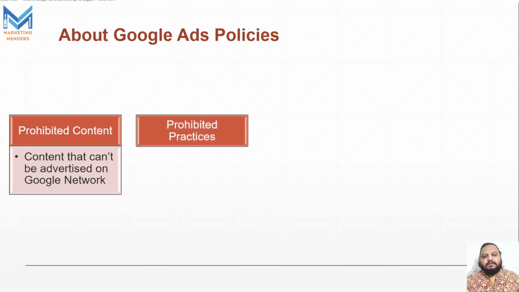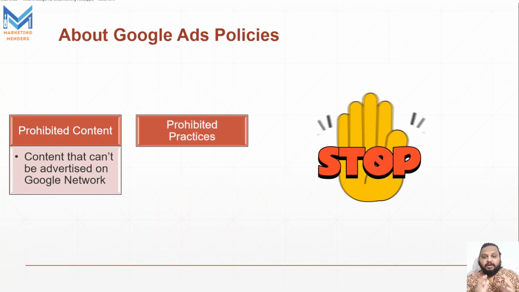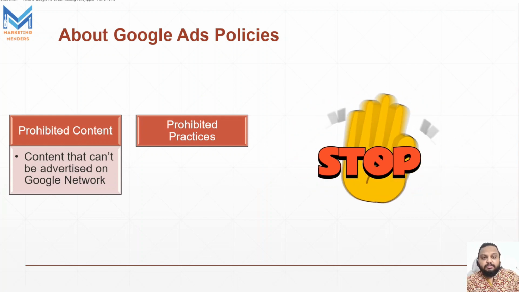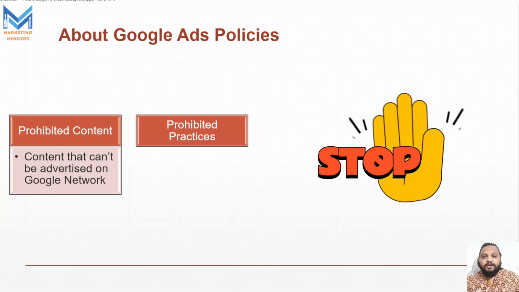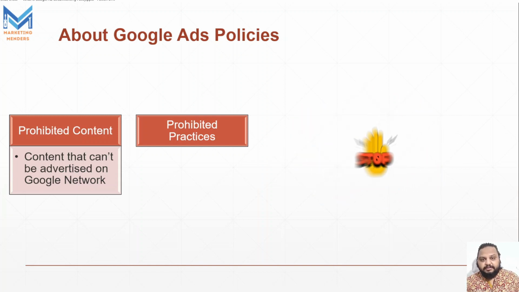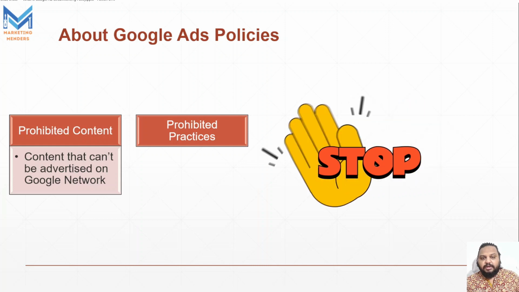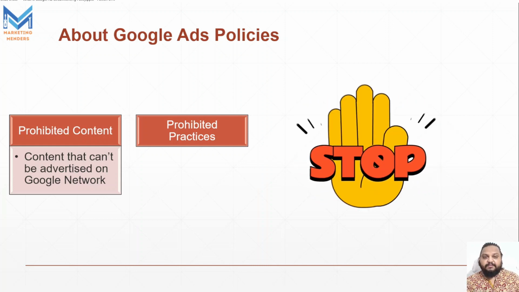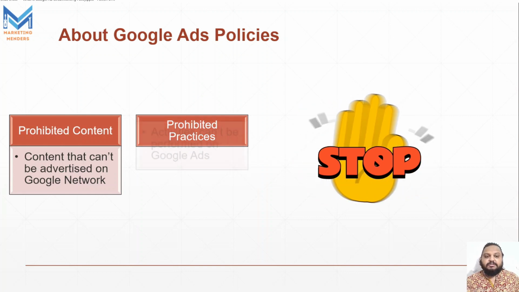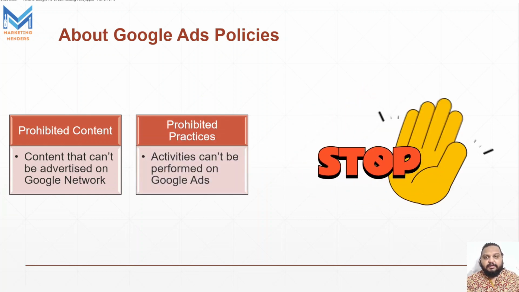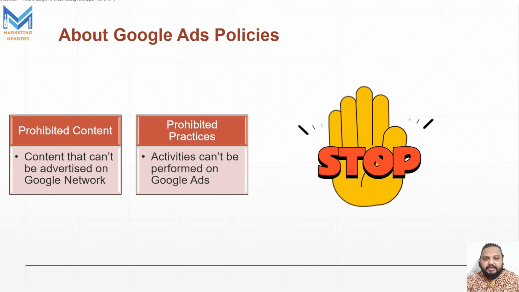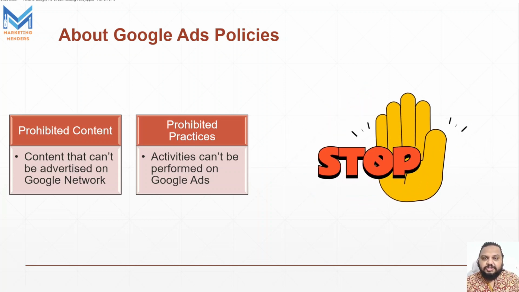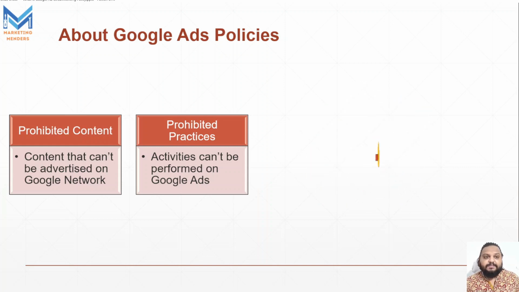Number 2, prohibited practices. Practices are the activities which you are not allowed to perform on Google ads. Although you have created your account on Google ads, you have to respect the platform and follow their guidelines. Some of these activities are, for example, circumventing systems policies, malicious software, or redirecting. These are some of the prohibited practices. We will discuss all of these policies in detail in the upcoming videos.